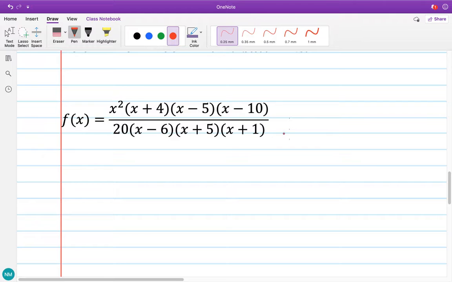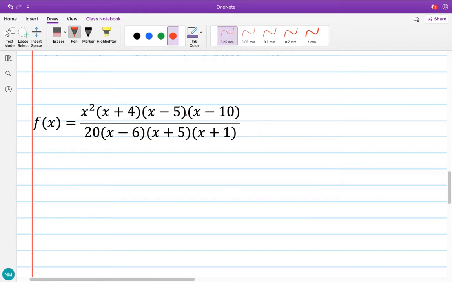So my y-intercept, I just plug 0 in. This is going to be a little bit more difficult, but the good thing is that our numerator has that x squared up front, which means that everything is going to cancel out when you plug 0 in. So I'm going to get 0 over something. So my y-intercept is going to be (0, 0).